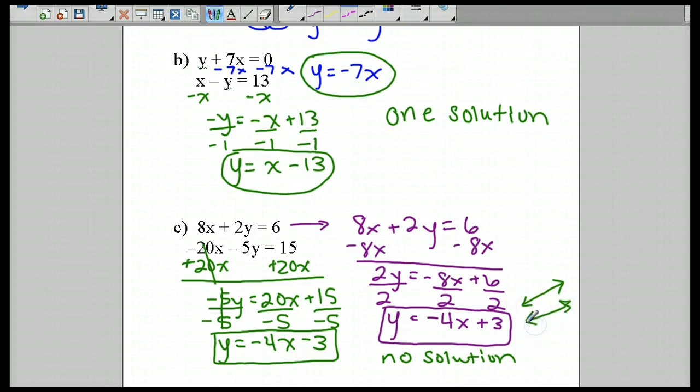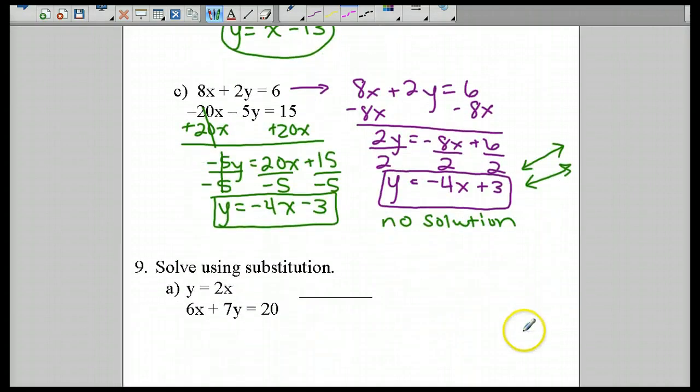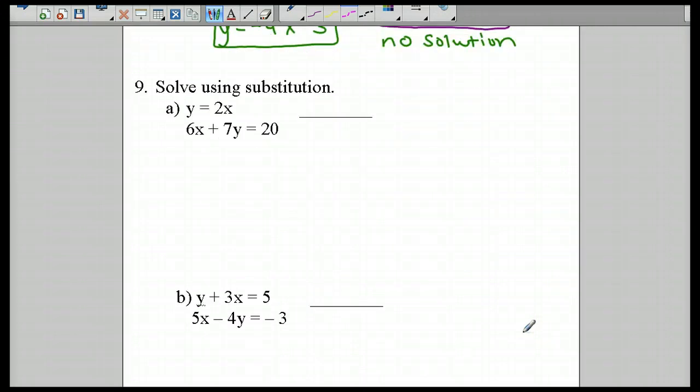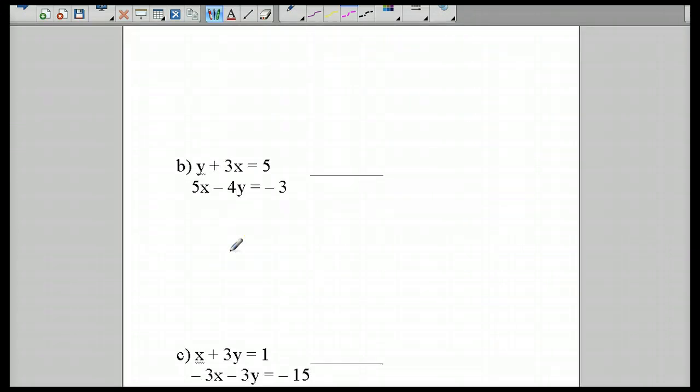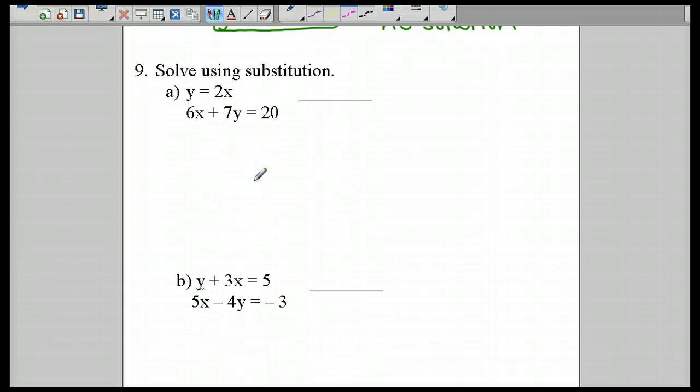Okay, so number 9, we're using a bunch of substitution. And here, I'm going to do the first one, and I am going to have you pause for B and C to see if you can solve those out all on your own. So, number 1, y equals 2x. So we know we put 2x in for this y right here. We're substituting it in. We get 6x plus 7, and instead of y, we're writing 2x equals 20. And now we're going to solve for x.